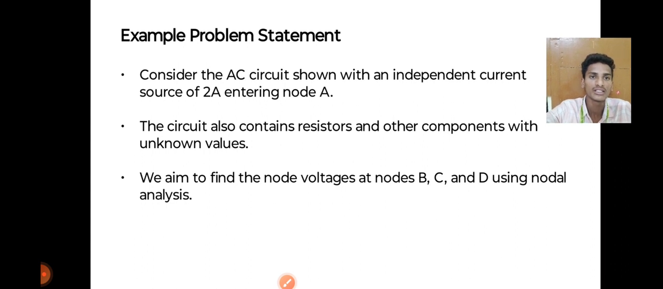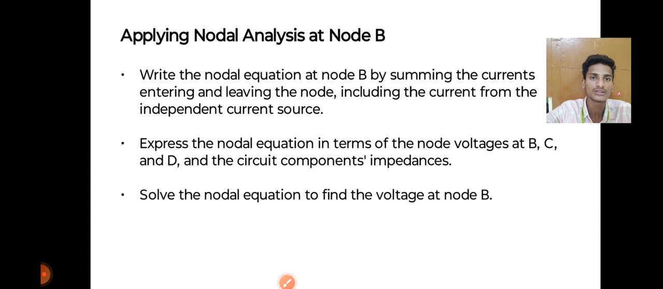Example problem statement. Consider the AC circuit shown with an independent current source of 2A entering node A. The circuit also contains resistors and other components with unknown values. We aim to find the node voltages at nodes B, C and D using nodal analysis.